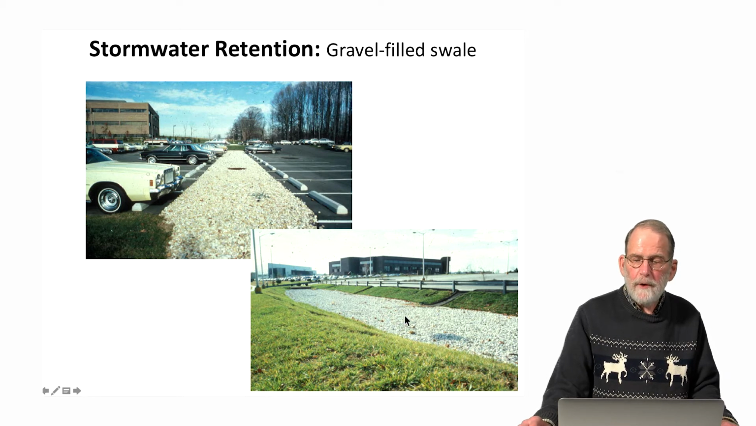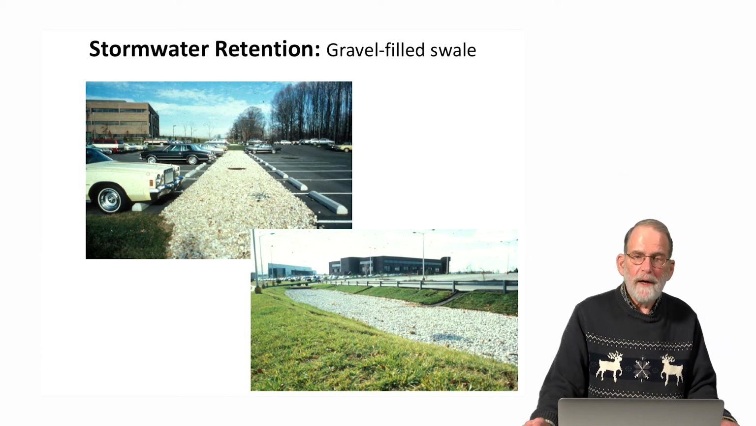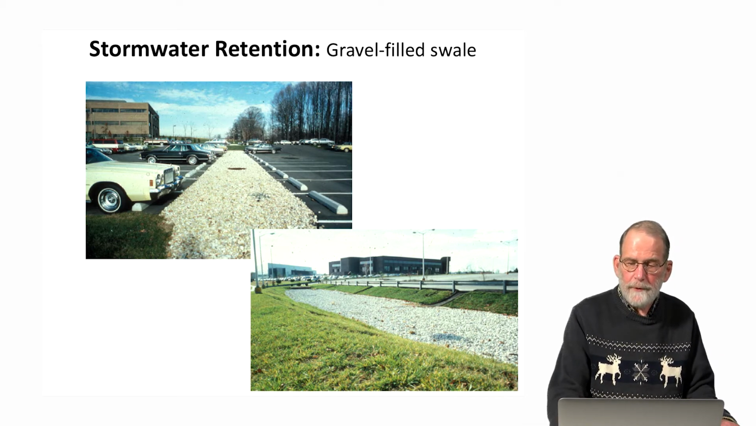We see here another example where adjacent to a parking lot we have curb cuts that allow runoff from the parking lot to enter a gravel-filled basin. And the water percolates down through that gravel basin into gravel understorage and allows more water to infiltrate into the landscape, reducing the volume and rate of flow of runoff across the surface.